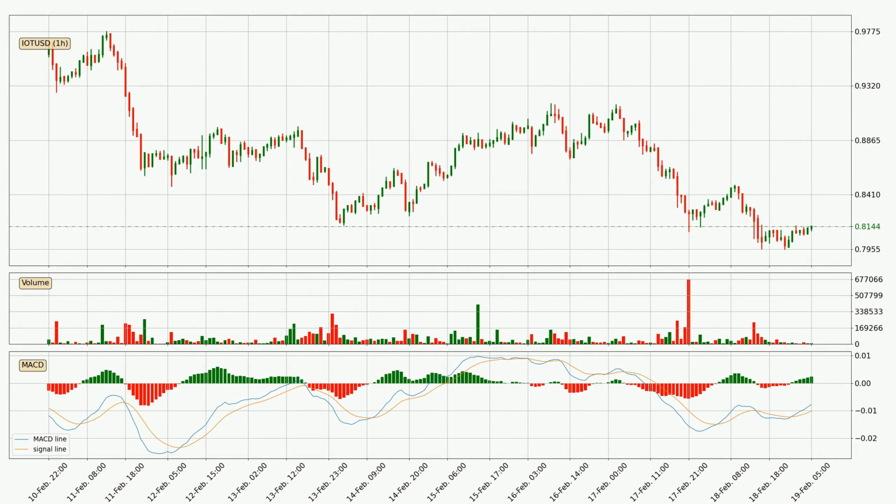Jumping to the hourly MACD, the MACD line is above the signal line, which shows that the current trend is on the upside. Looking at the MACD histogram, we can see that the momentum is strong at the moment, and we can expect the price to continue growing or maybe at least remaining the same for some time.